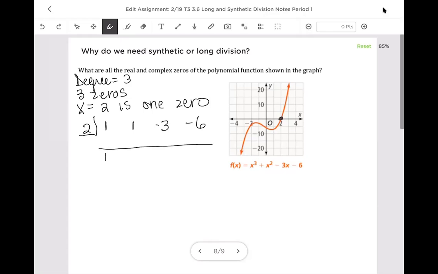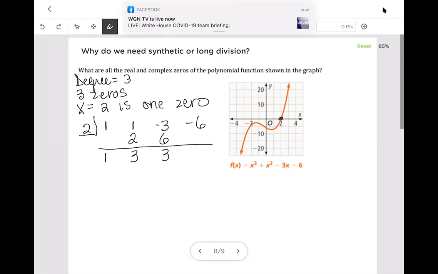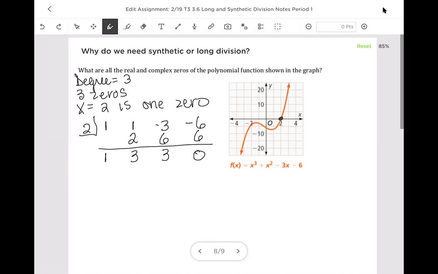Bring down the 1. 1 times 2 is 2. 2 plus 1 is 3. 3 times 2 is 6. -3 plus 6 is 3. 3 times 2 is 6. And yes, I better get a remainder of 0 because I know from looking at the graph that 2 is a 0.